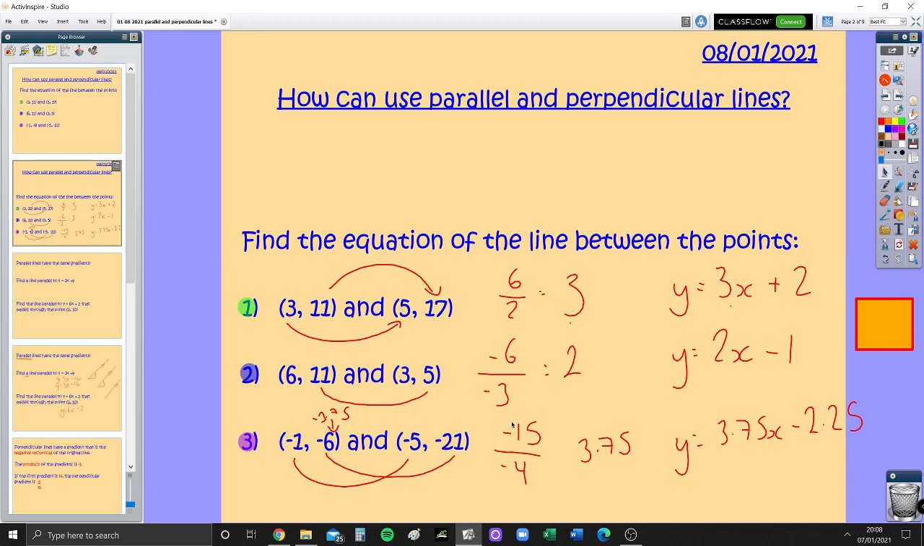It's going to give us the equation there sorted, so we can get our gradient as 2.